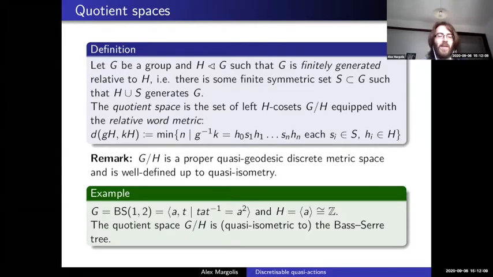And going back to the previous example, the Baumslag-Solitar group, BS(1,2), with the almost normal subgroup generated by a, we see that the quotient space G over H is essentially the Bass-Serre tree. You can see this very explicitly if you identify vertices of the Bass-Serre tree with cosets of this H. The distance between things in the Bass-Serre tree is just the distance in the quotient space with this relative word metric.